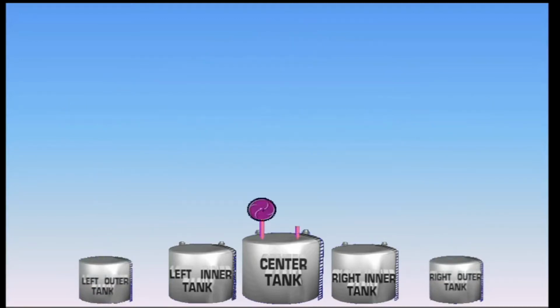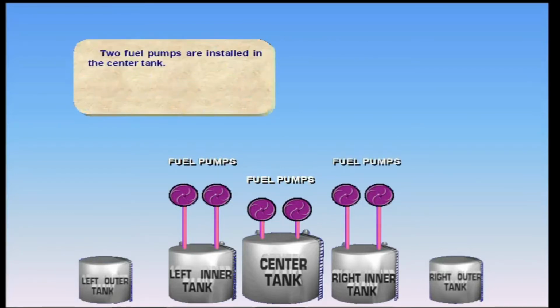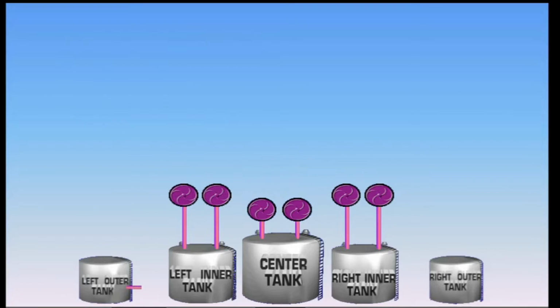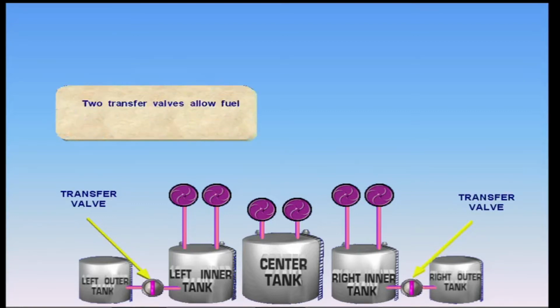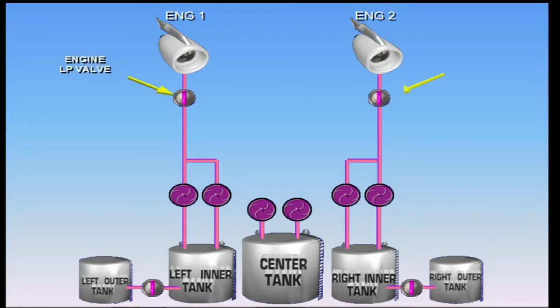Two fuel pumps are installed in the center tank, and two fuel pumps are installed in each inner tank. Two transfer valves allow fuel to transfer from the outer tanks to the inner tanks. Each inner tank feeds its respective engine. Two engine low-pressure valves are installed to cut off fuel to the engines.